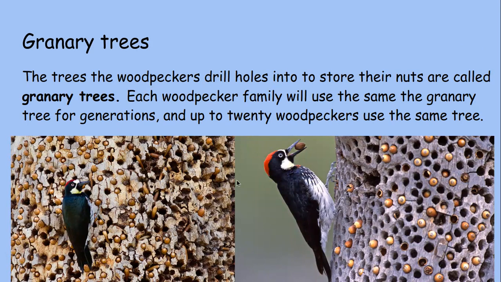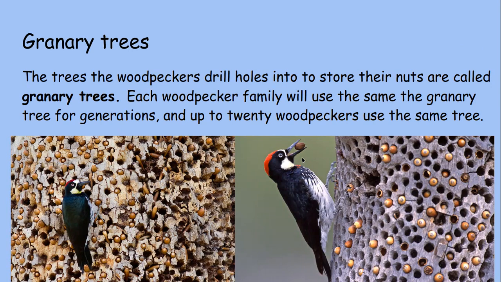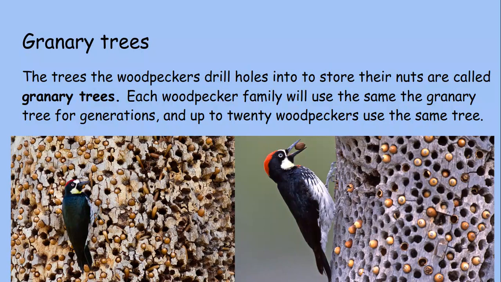We can see here we've got loads and loads of holes in these trees, and some of them have acorns in already. This woodpecker's getting ready to put another acorn in the tree, and this guy has probably just dropped off his acorn here. We can see he's got a lot more acorns in his tree. Okay, so granary trees. That is what these trees are called, granary trees.